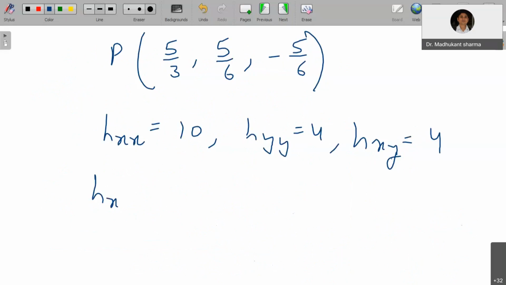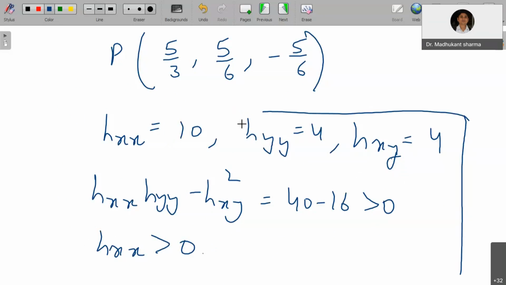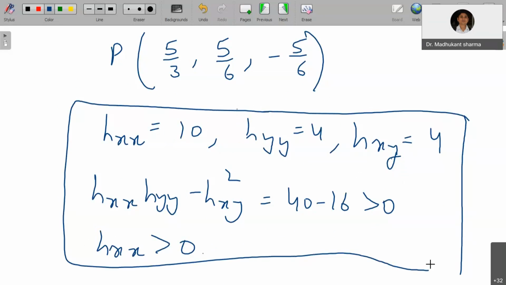So we can certainly have hxx times hyy, which is 40 minus 4 squared, that is 16, greater than 0. And hxx is also greater than 0. So the second derivative test tells you that it is a minimum at that point. So it will locate the closest point. The substitution method worked nicely here.